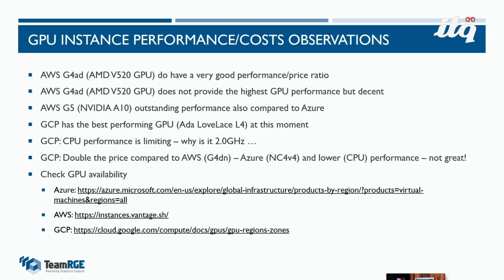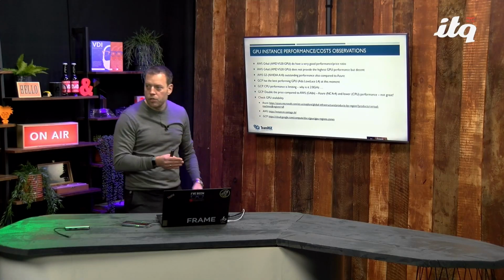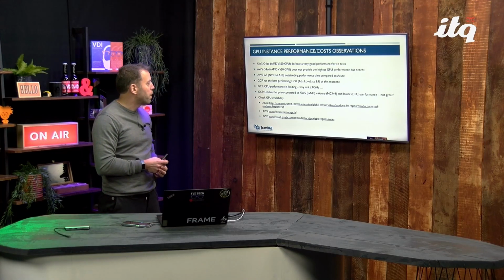On the AWS side, what I like is this machine, the G4ad. It has a dedicated AMD V520 GPU. Very good performance-price ratio. Not the highest performance, but still a very decent price if you look at that machine. I see this also in the EUC context a lot. A lot of 2D and entry-level 3D design companies are using this machine type. That's what I see. On the AWS side, the G5 has an NVIDIA A10G. Outstanding performance compared to Azure. It's a dedicated GPU. It works really, really well.